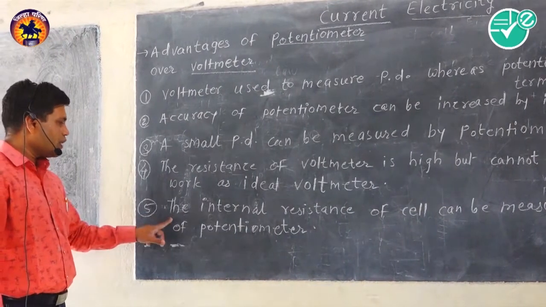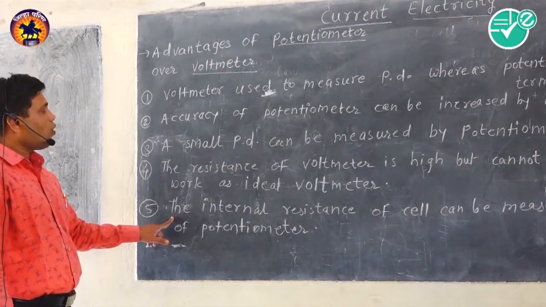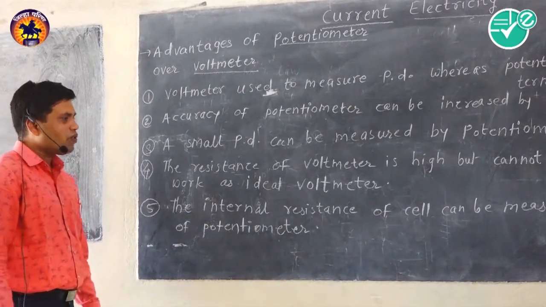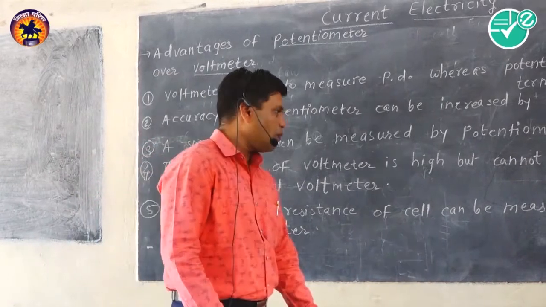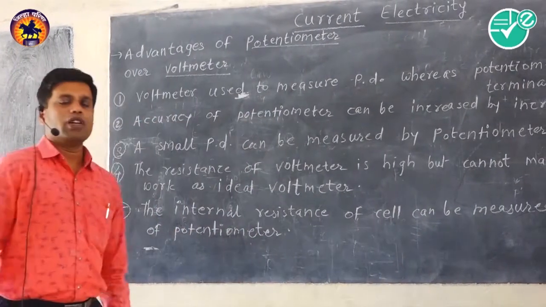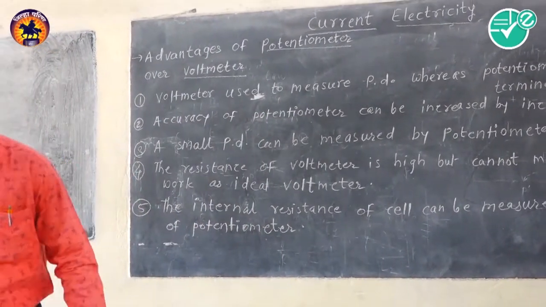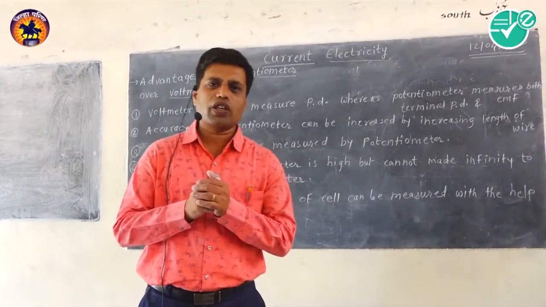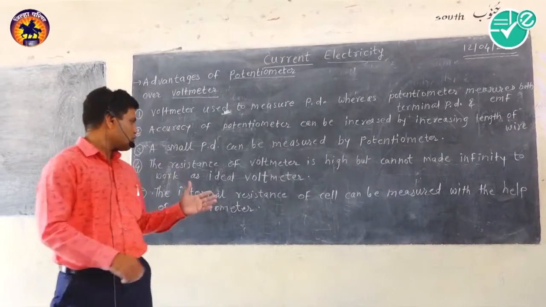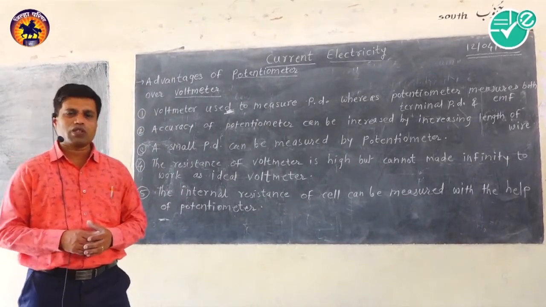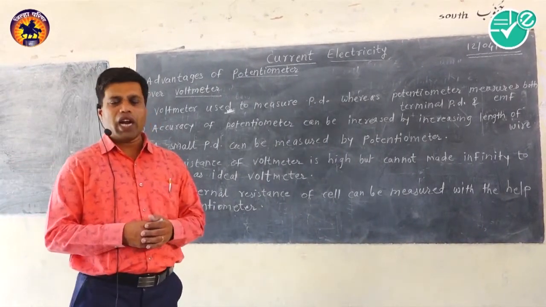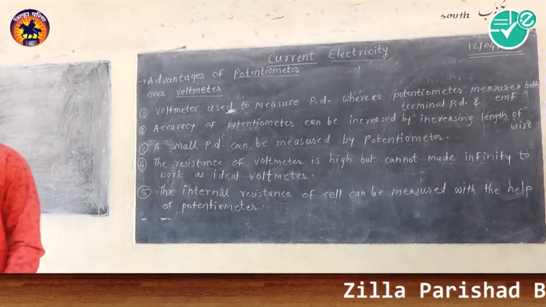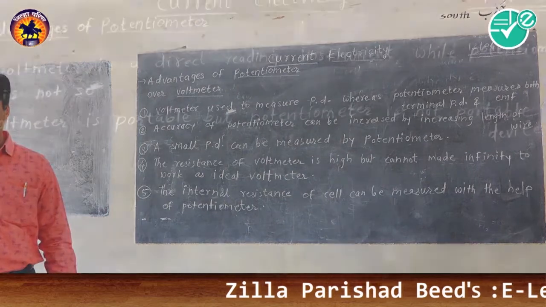The last advantage of potentiometer over voltmeter is that the internal resistance of a cell can be measured with the help of a potentiometer. You can use a potentiometer to measure the internal resistance of a cell, but you cannot measure the internal resistance of a cell using a voltmeter. So this is also a good and big advantage of potentiometer over voltmeter. Now with this list of advantages, we will move on.